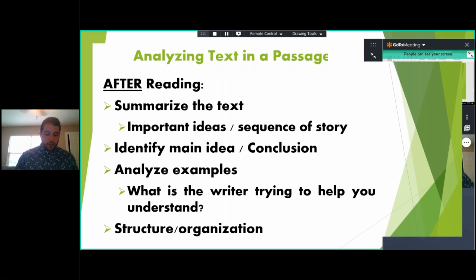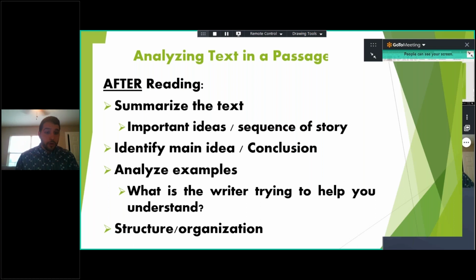So after the reading, the first thing that you want to do after you've read the whole passage is summarize the text. So what are the important ideas that you gathered from the text? Was there a story that you could retell kind of in a sequence? If you're doing a short summary, then you really want to pinpoint both the most important ideas, most important examples, and again, kind of like what happened first, what happened next, really kind of develop a chronology of the passage.